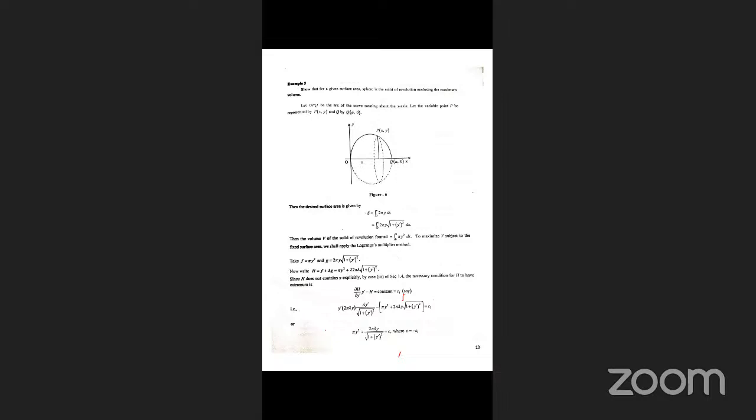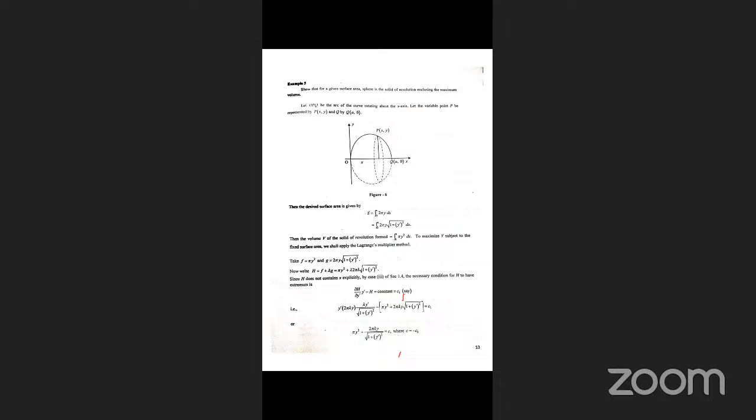Next, show that for a given surface area, the sphere is the solid of revolution enclosing the maximum volume. Revolution means rotation. Now let us see here. Let OPQ be the arc of the curve. Arc means a small part of the curve.